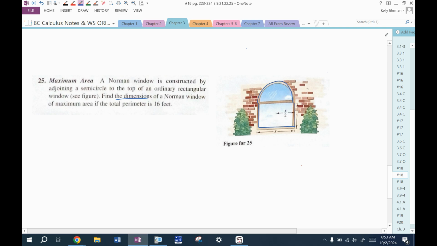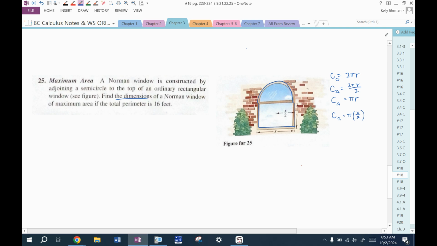So let me remind you about circles. Circumference of a full circle is 2 pi r. Circumference of a half circle then is 2 pi r divided by 2. So in other words, it's pi r. So that's the circumference here. And then instead of r, we actually have x over 2. That's the length of the radius of the circle.